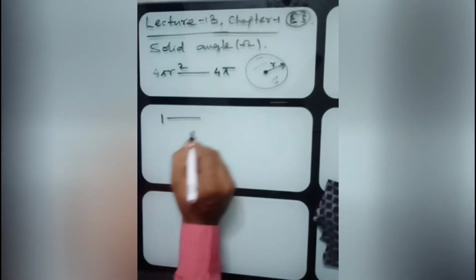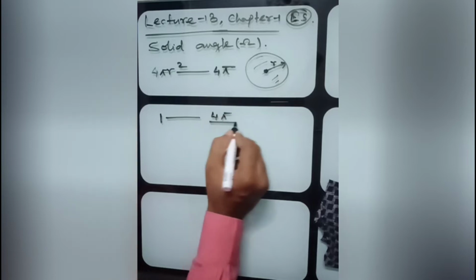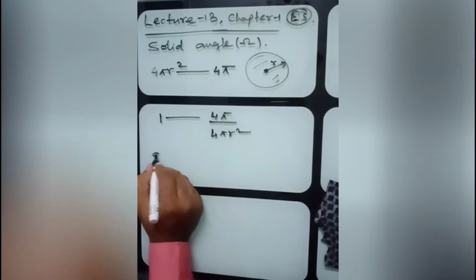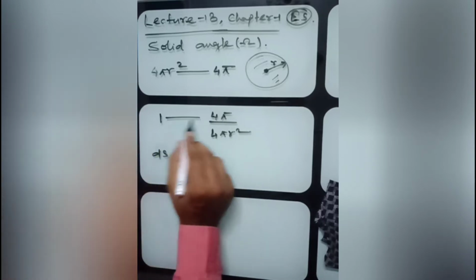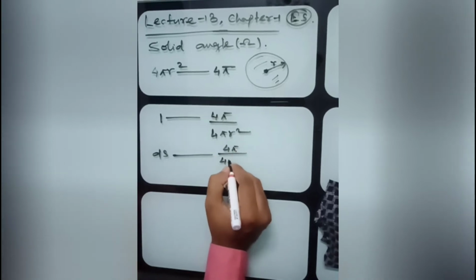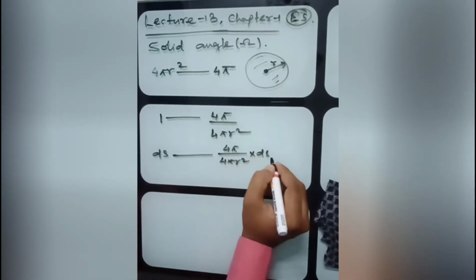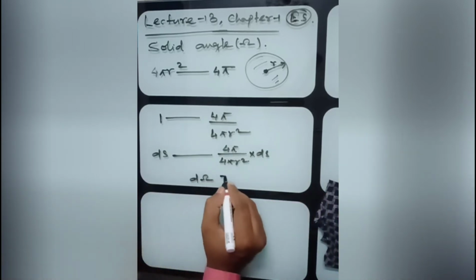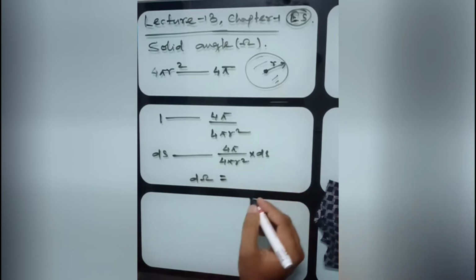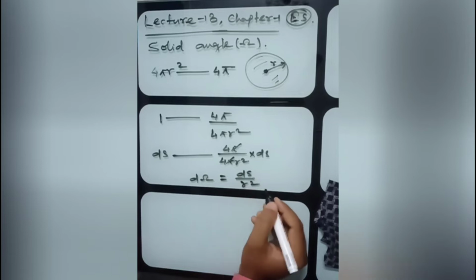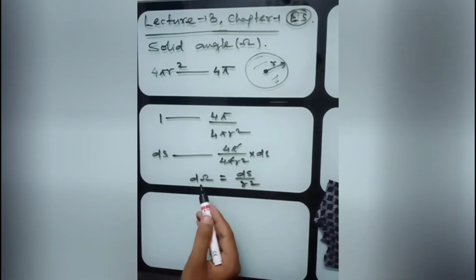For unit area, how much will it be? 4 pi over 4 pi r square. And for a surface area ds, this will be 4 pi by 4 pi r square times ds, and this is nothing but the solid angle for elemental area ds. It will be cancelled out, so it is ds by r square. Now this solid angle we will treat as positive.